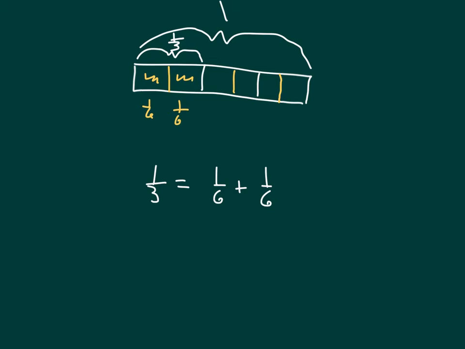Those do take up the same amount of space on my tape diagram. Recall also that we can write that as 1/3 equals the whole number 2 times 1/6.